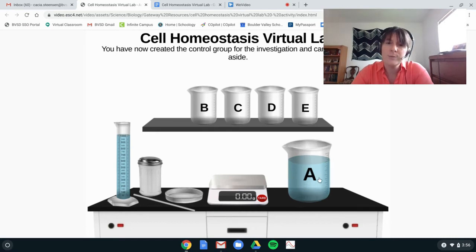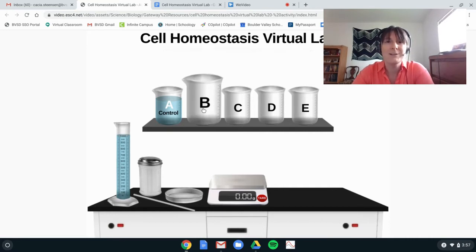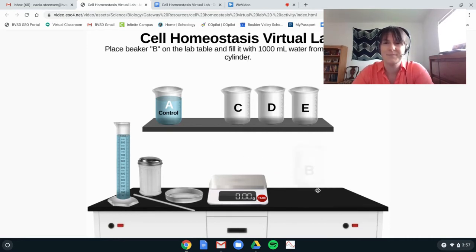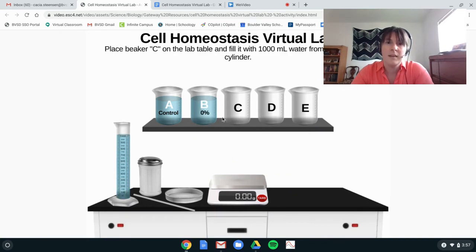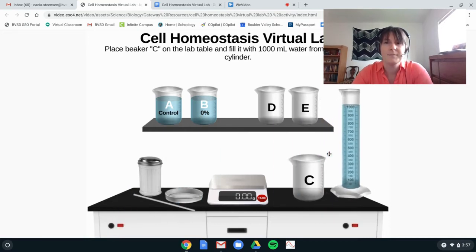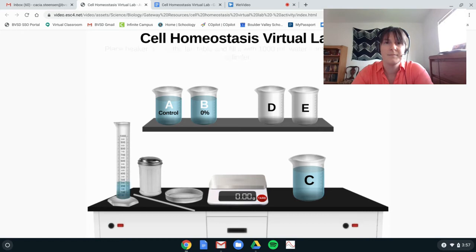That one is my control group, so I can place it to this side. Now let's do the same with our experimental group. Here's B. Here's C. For C, I'll also be adding some sugar.